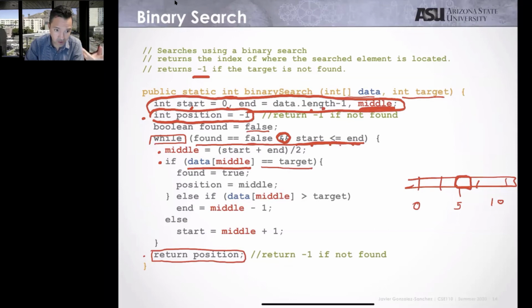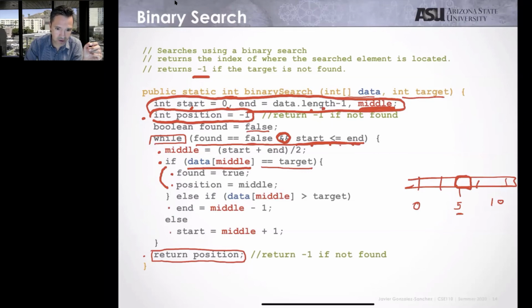If it's equal, found is true, and position is middle, 5 in this case. Found is true, the position is 5, and that's it. Because this is inside of an if condition, so if you run these instructions, you are not going to do this, and you are not going to do this.